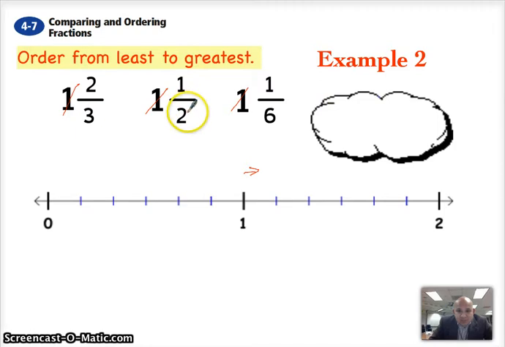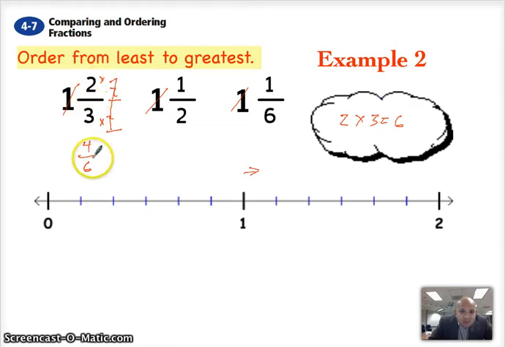And just like the last example, I'm simply going to multiply the denominators. So this is what I'm thinking. 2 times 3 equals 6. So I'm going to convert these into sixths. How do I do that? Well, in order to get sixths, I'm multiplying this by 2 and multiplying this by 2. So I actually have 2 over 2. 3 times 2 is 6. 2 times 2 is 4. So 1 2/3 is actually 1 4/6.